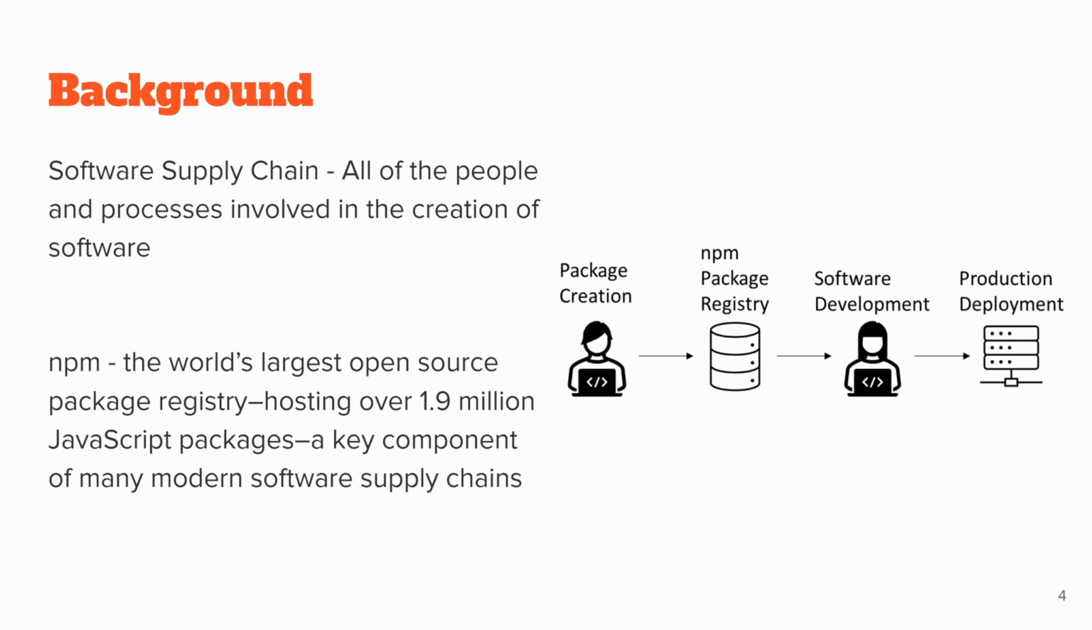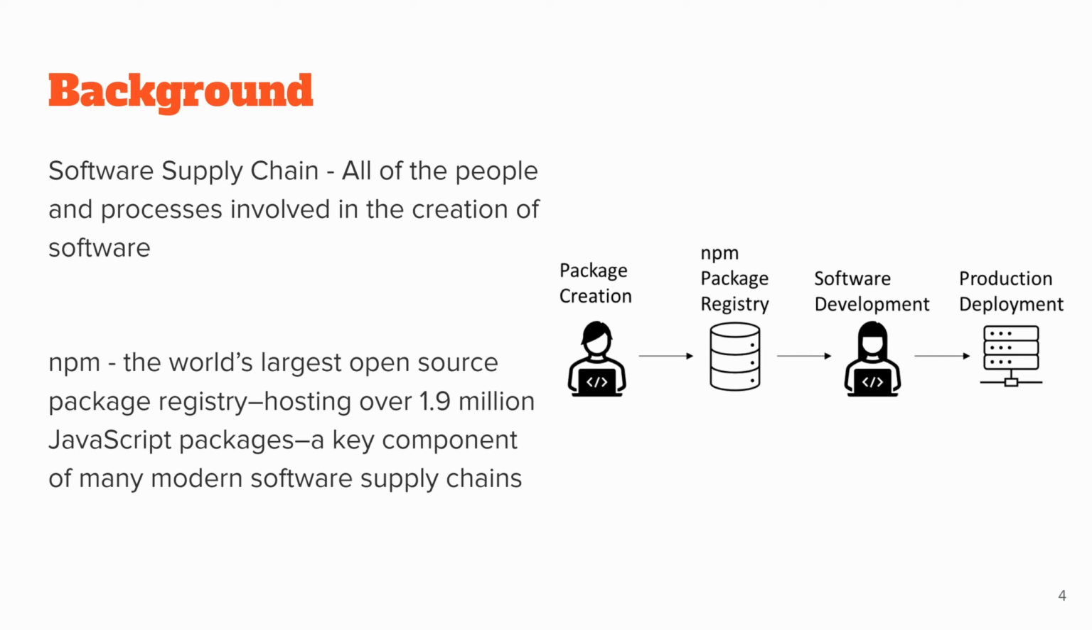Now, let's get into some needed background material. First is the software supply chain, which refers to all of the people and processes involved in the creation of software. And a key consideration in the software supply chain is that if any part of the supply chain is compromised, then the final deployed software is affected by that compromise.